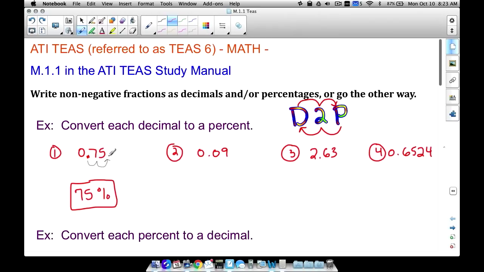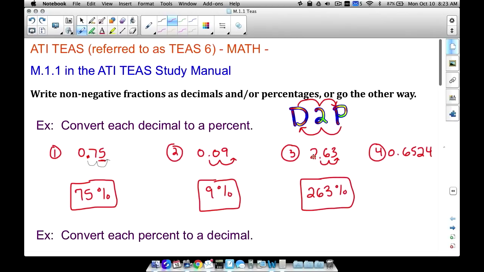We can also read this as 75 hundredths, because that place value of that rightmost digit falls in the hundredths spot. Same thing with this one. Move your decimal 2 places to the right. We don't need these zeros out front anymore, so 0.09 is going to be 9%. Again, we can read this decimal also as 9 hundredths, because the 9 falls in the hundredths spot, and that's the rightmost digit we have in our number. Same thing right here. Move your decimal 2 places to the right, so we have 263%. And a way you can read this decimal up here is 2 and 63 hundredths.